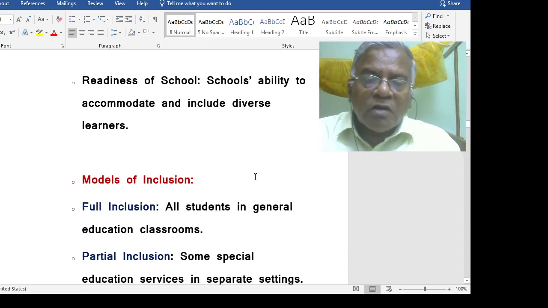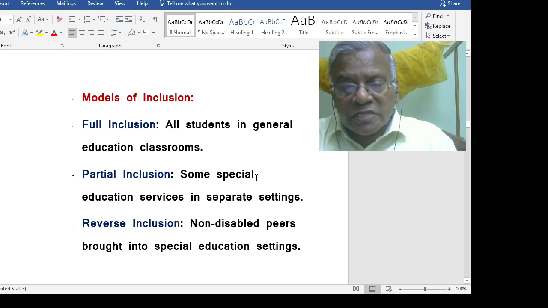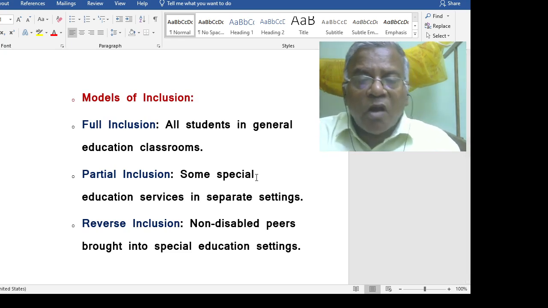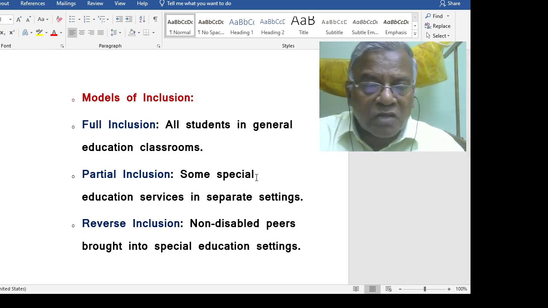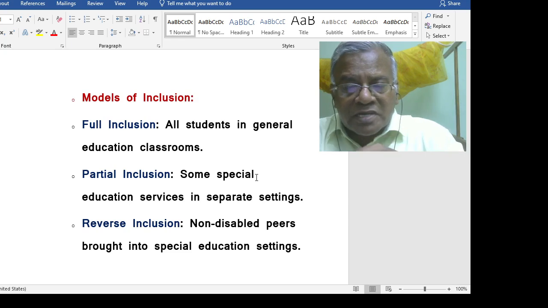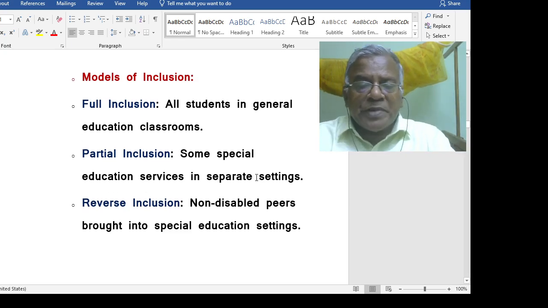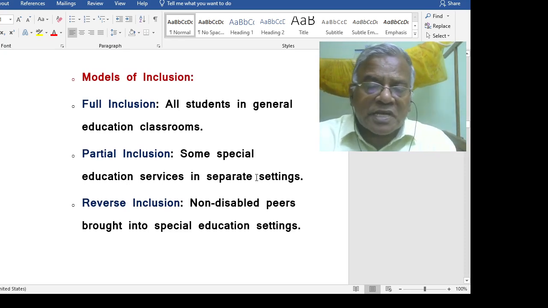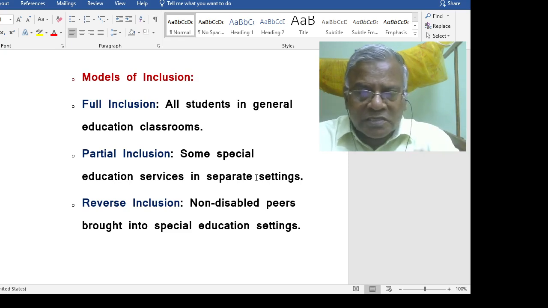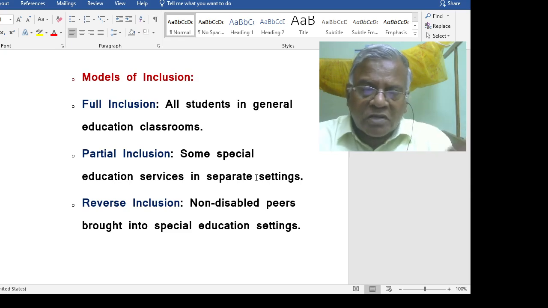In other words, what are the models of inclusion? Full inclusion, partial inclusion, reverse inclusion. What is full inclusion? All students in general education classrooms. Partial inclusion, some special education services in separate settings within the school. Reverse inclusion, non-disabled peers brought into special education settings. That is the idea here. So within the school, all such settings exist, not outside the school, not separate buildings. Within the campus, all these things happening.